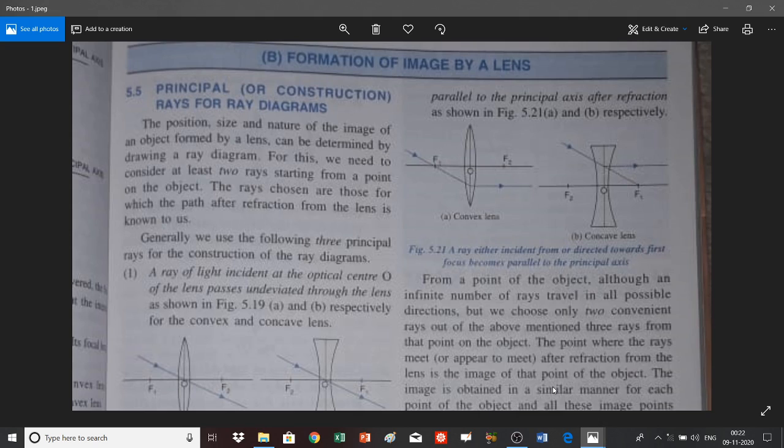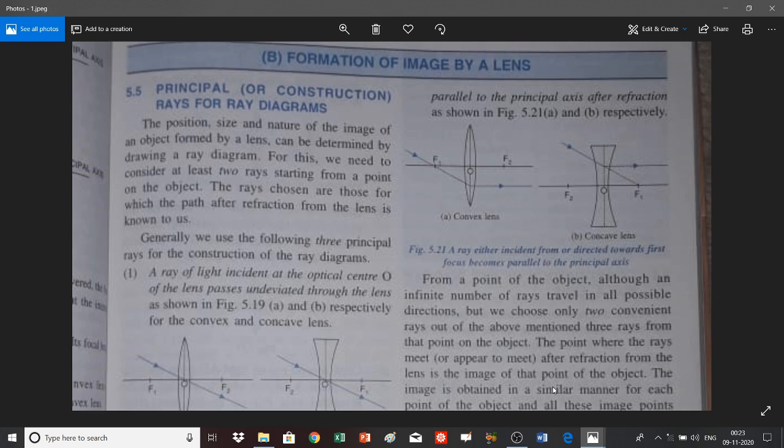Today we will discuss image formation by a lens. First of all, we will discuss some processes by which we can form an image through our lens. So these are the principles or construction rules for ray diagrams. In this case, we have to remember how to form an image by a convex or concave lens.